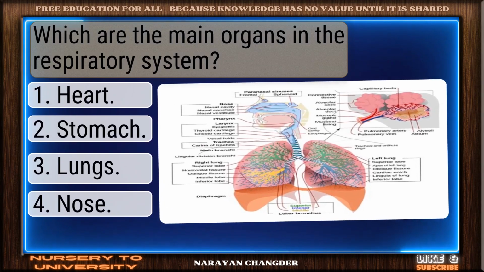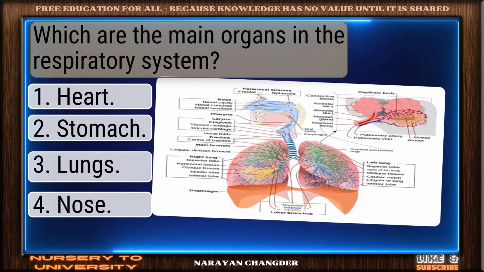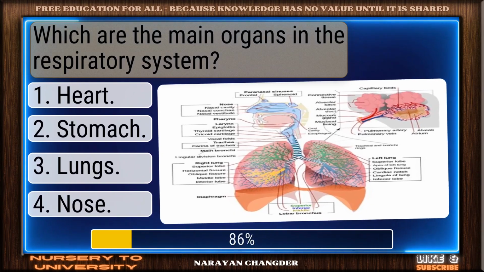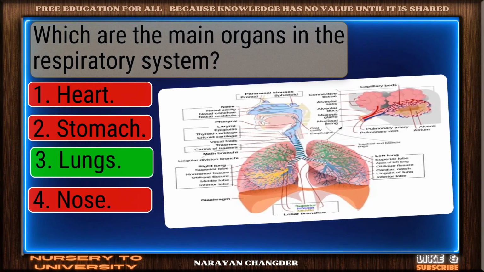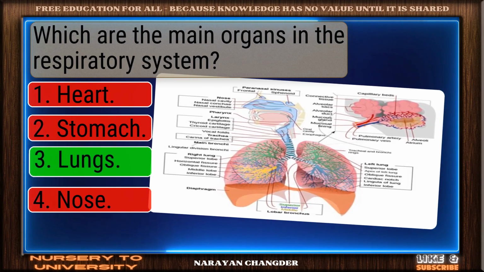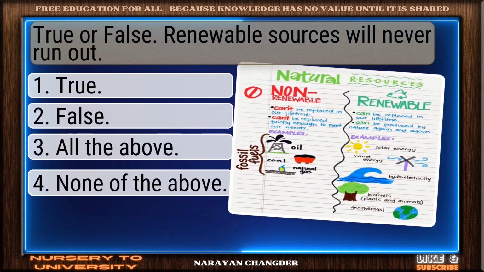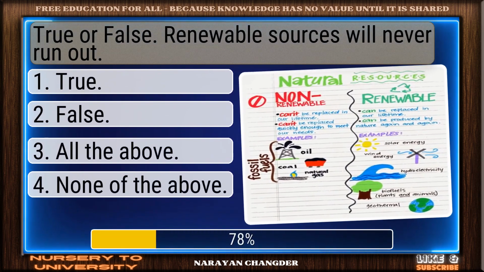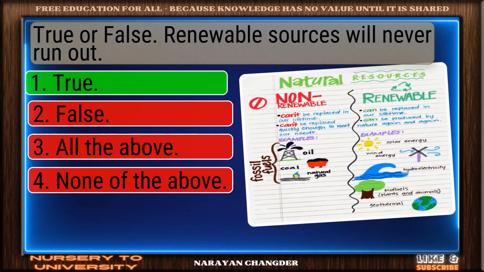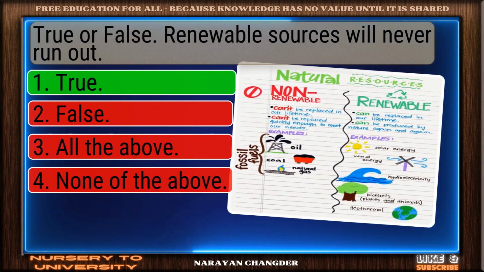Which are the main organs in the respiratory system? Well picked. Lungs is the correct answer. True or false? Renewable sources will never run out. Excellent. True is a brilliant choice.